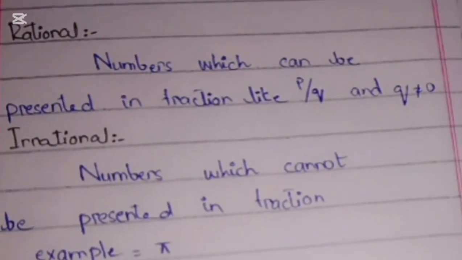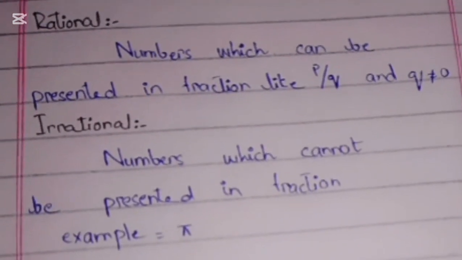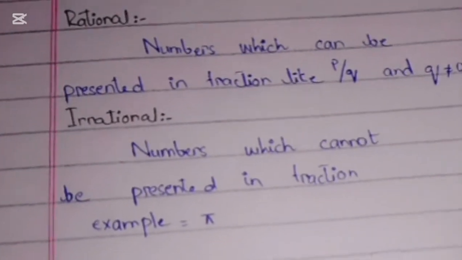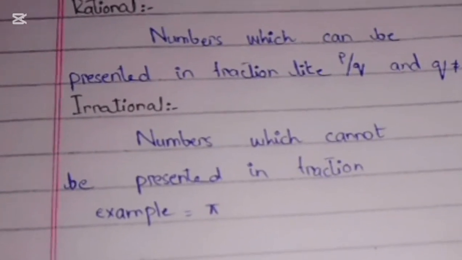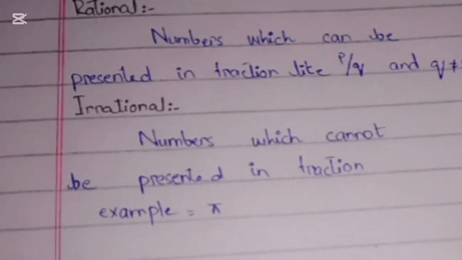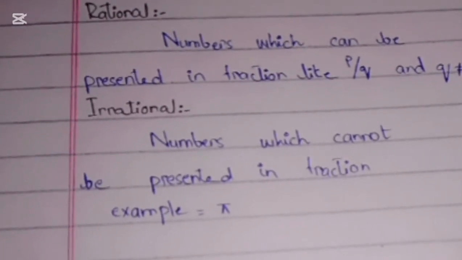Let's move on to the concept of rational and irrational numbers. What is a rational number? It is a very major and main concept in this chapter, the difference between the rational and irrational number. So let's see what is the rational number. The number which can be presented in fraction form like p by q, and q is not equal to 0.